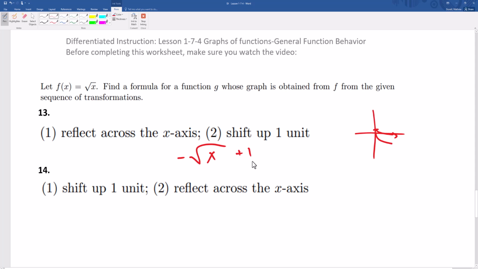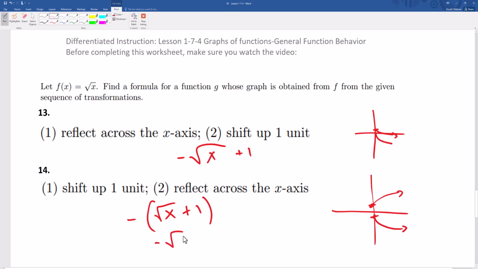And then the next one, it's going to be shift up 1 unit and then reflect across the x-axis. So shift up 1 unit and then reflect across the x-axis. So that's saying the square root of x plus 1 and then reflect across the x-axis. So that becomes negative square root of x minus 1.